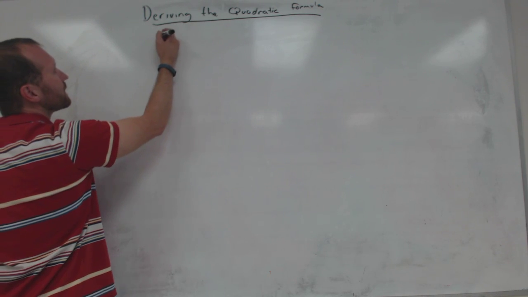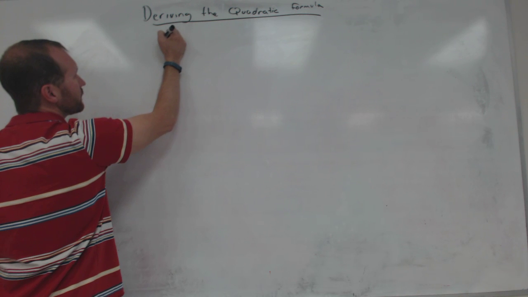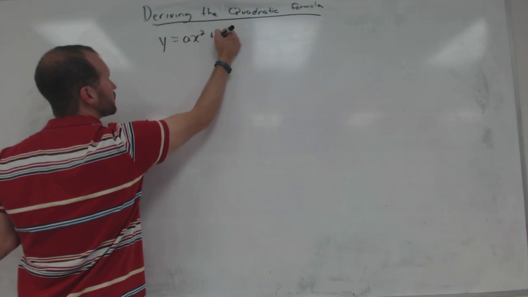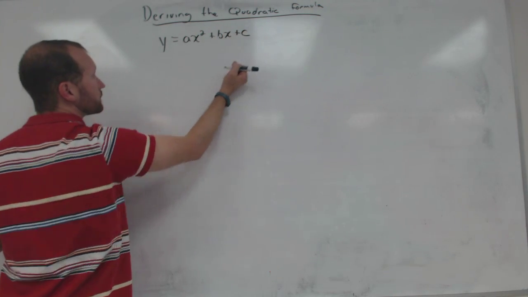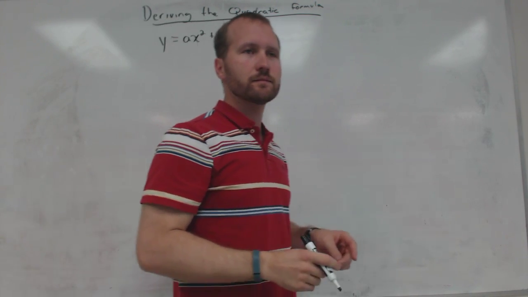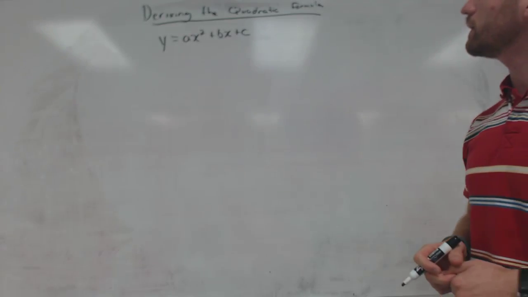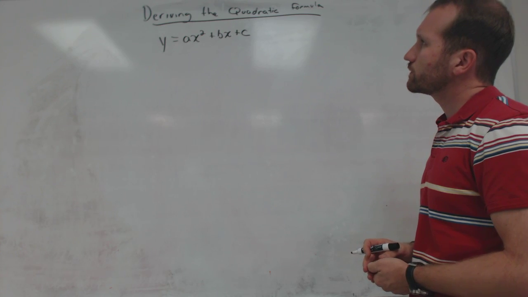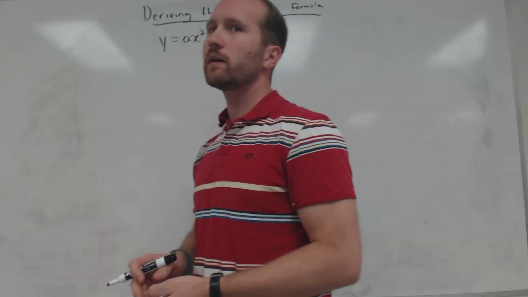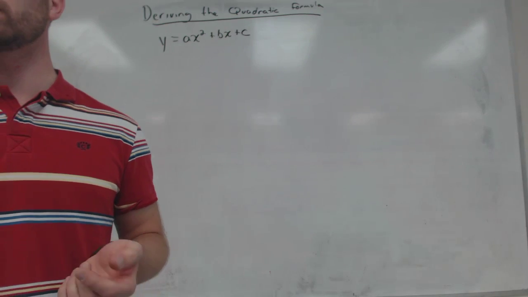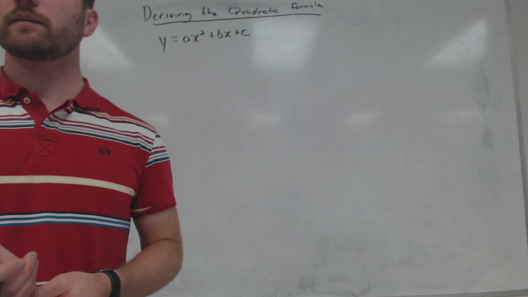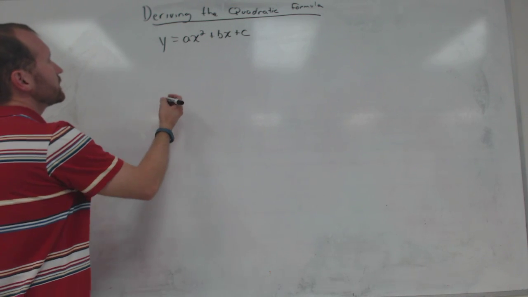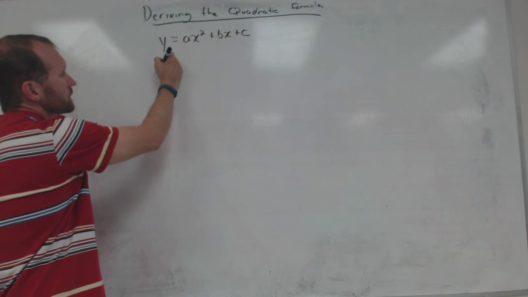Deriving the quadratic formula. So let's say we have a quadratic in the form of y equals ax squared plus bx plus c. Remember, completing the square was used to find the zeros of a quadratic. In other words, to find where it crosses the x-axis. And so to know that, we have to make y equal to 0.